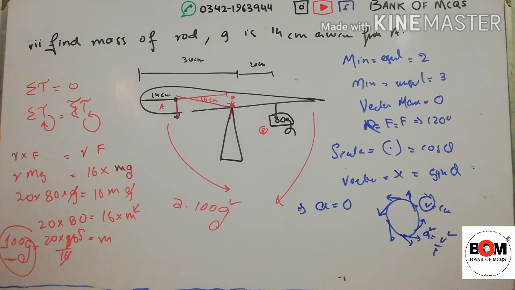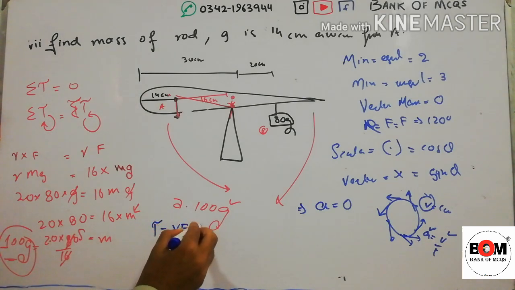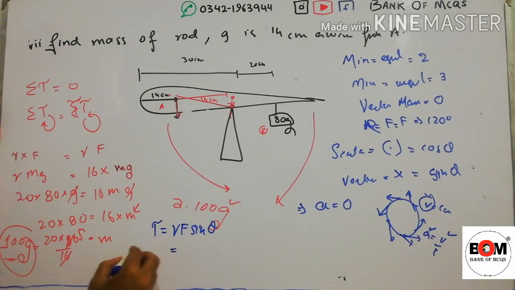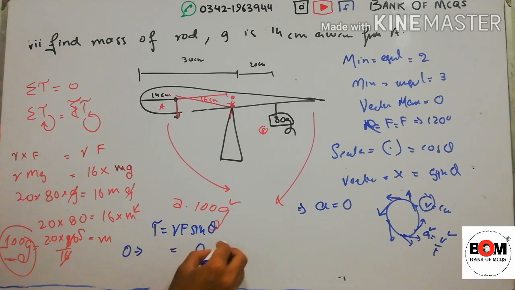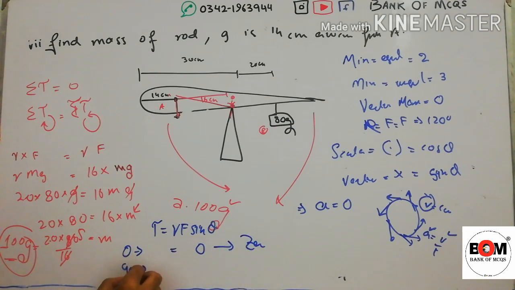The next was torque is equal to RF sin theta. So sin 0 is equal to 0, so for 0 degree the torque is 0. Putting 90, sin 90 is equal to 1, so we get the result RF, that is the maximum torque.